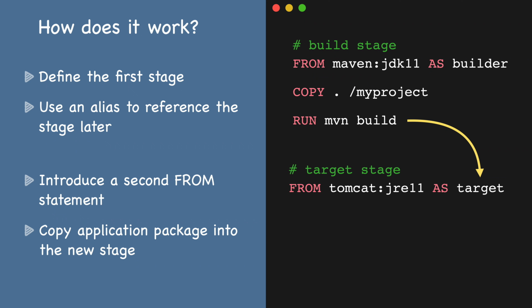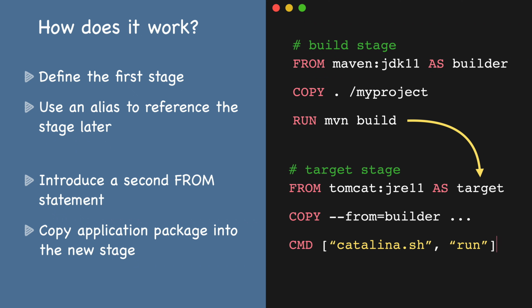For this, we can use the COPY instruction with an additional option --from=builder, as the first stage alias, and Docker will copy the generated application archive from the builder stage rather than the host file system. If we build a container from this Dockerfile, the resulting image will only contain the Tomcat server and the generated web archive. It's that easy.